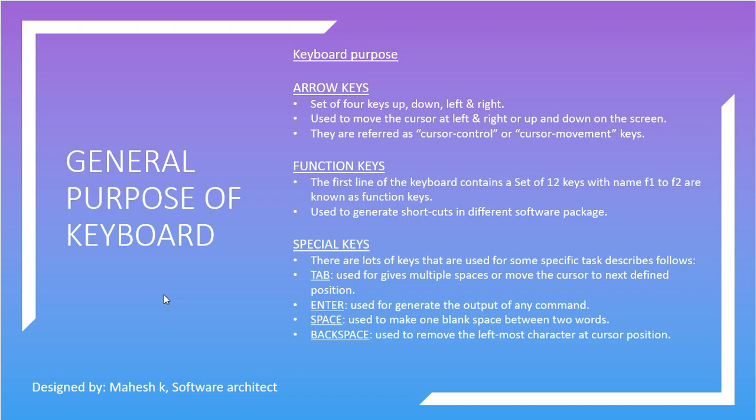Function keys: the first line of the keyboard contains a set of 12 keys, F1, F2, F3 and so on, used as shortcuts in different software packages. Special keys: there are lots of keys used for specific tasks. The tab key is used to give multiple spaces or move the cursor to the next defined position. The enter key is used to execute a command. Space is used to make one blank space between two words. Backspace is used to remove the leftmost character at the cursor position. These are the special keys.